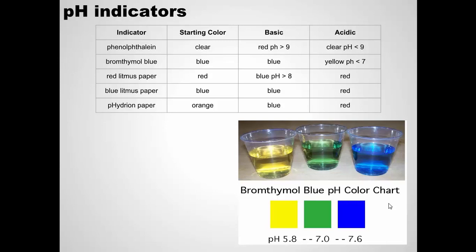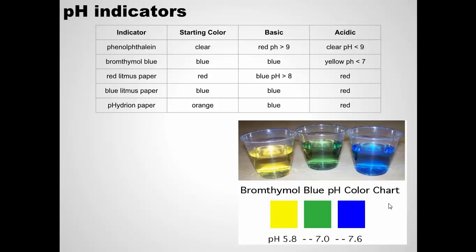Alright, so that's bromothymol blue. Another type of indicator is litmus paper. So, what do you have? Vinegar. So there's a couple types of litmus paper.